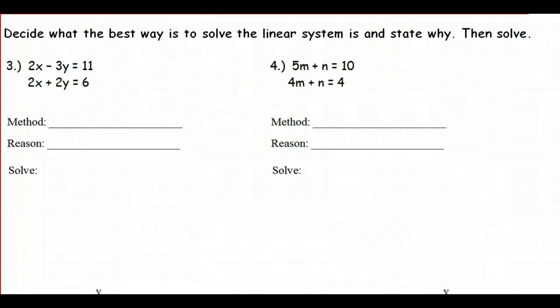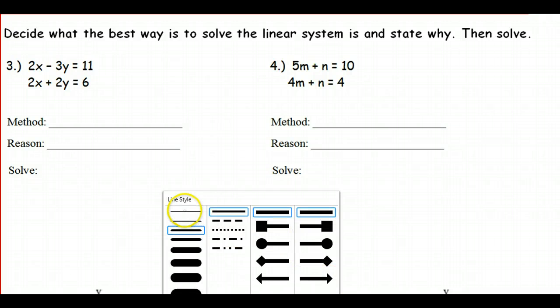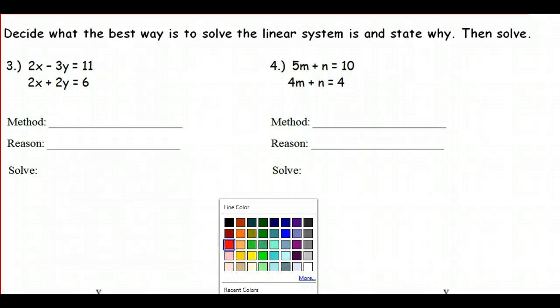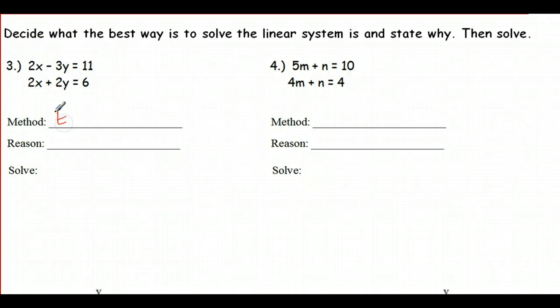Okay, let's keep practicing. Let's decide which method is best for these problems. Number 3: 2x minus 3y equals 11, and 2x plus 2y equals 6. Again here, I'm going to choose linear combination or elimination. The reason that I would choose to do this is, again, because none of our variables are alone. No variable is alone. So let's go ahead and solve.